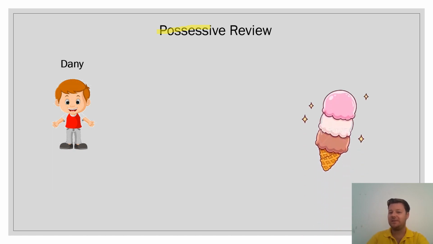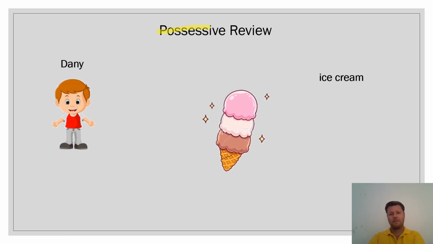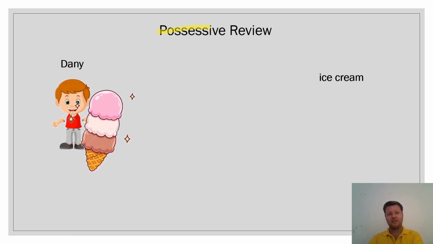What can we see? We can see an ice cream. But whose ice cream is this? It's Danny's, yes. Danny's ice cream.